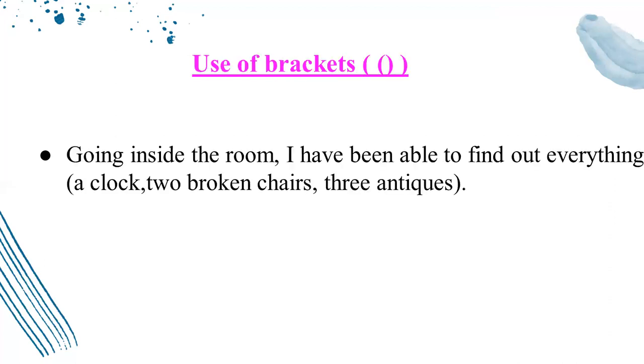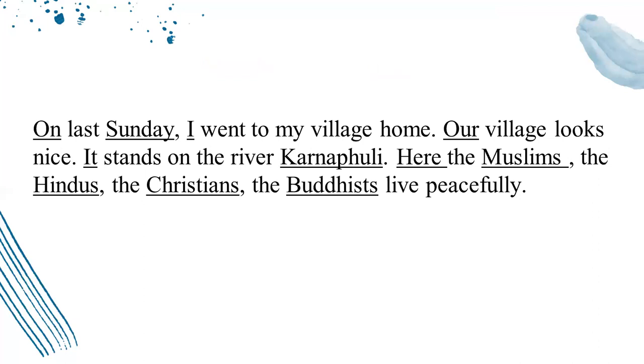Okay. Use of brackets. Look at the sentence here. Going inside the room, I have been able to find out everything. What everything? A clock, 2 broken chairs, 3 antiques. So, brackets or parentheses are punctuation marks used within a sentence to include information that is not essential to the main point. Okay? I think it's clear to you.